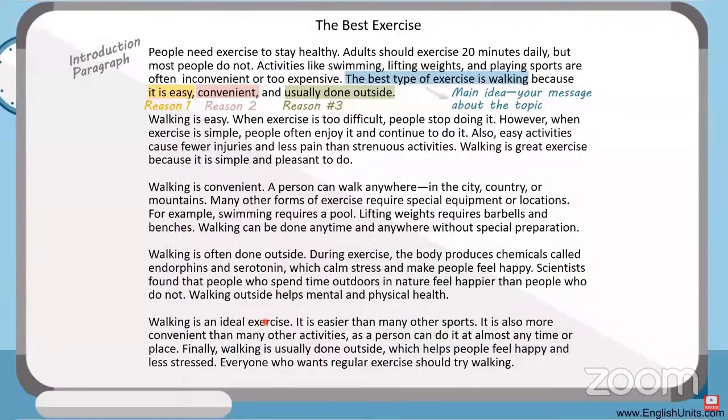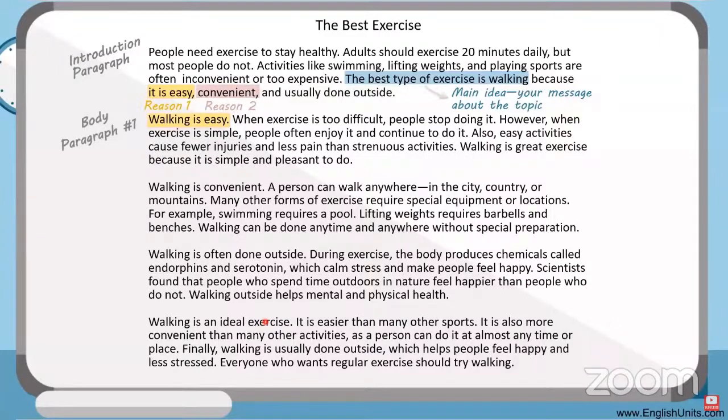So here we have the thesis statement we've already written with reasons 1, 2, and 3. Let's focus on reason 1. It is easy. Do you see where it is easy is repeated after the introduction paragraph? Walking is easy is repeated in the topic sentence of body paragraph 1.